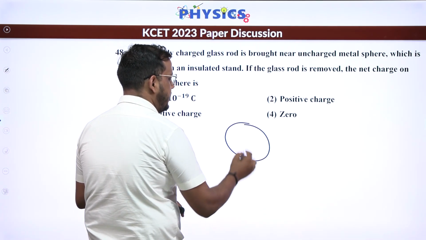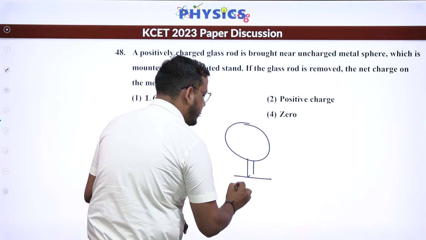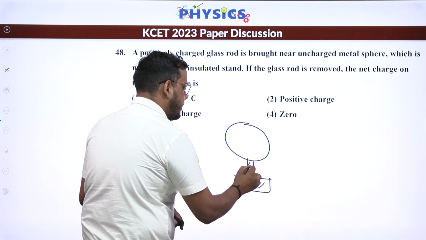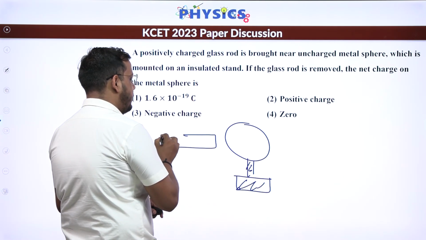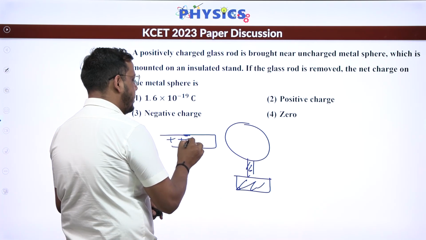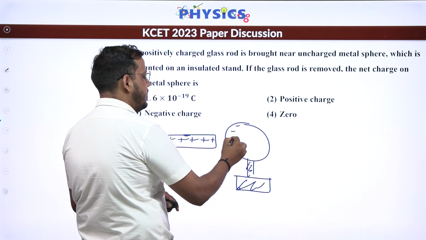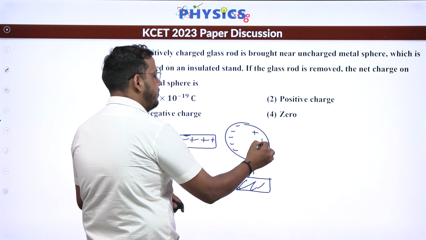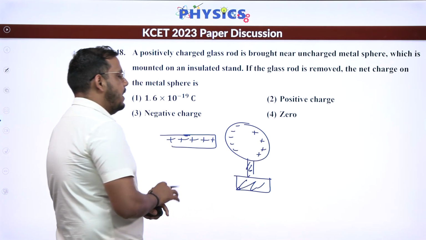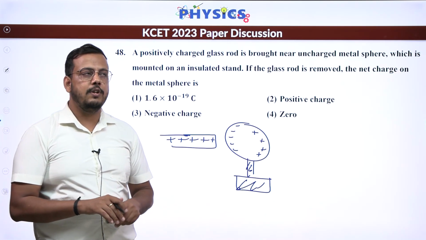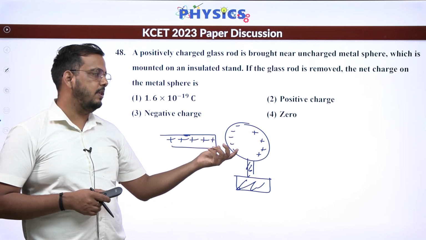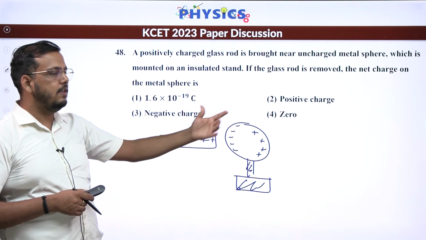So there is a metal sphere placed on the insulated stand, and the charged rod is brought near to it. Let's suppose this is a positively charged rod. Then what will happen here? Polarization will happen here. Negative charge will come here, positive charge will come here. Now as you remove the rod from here, this polarization will not be there, and it will remain neutral, because previously also it is neutral.